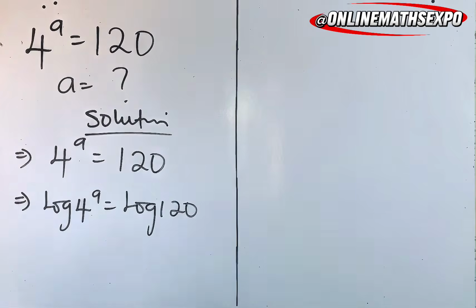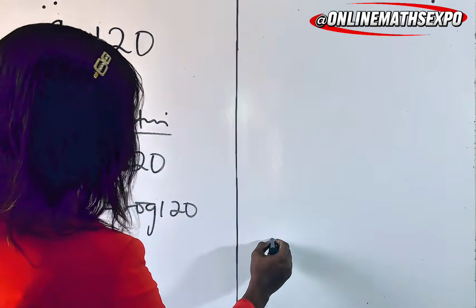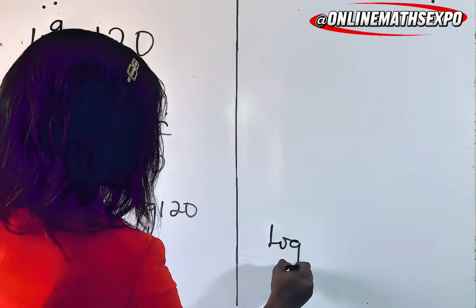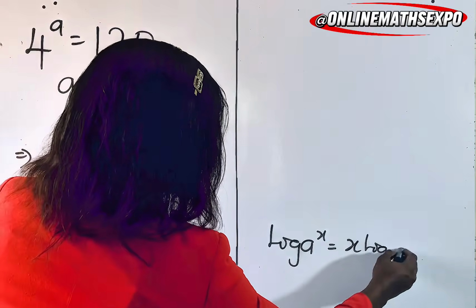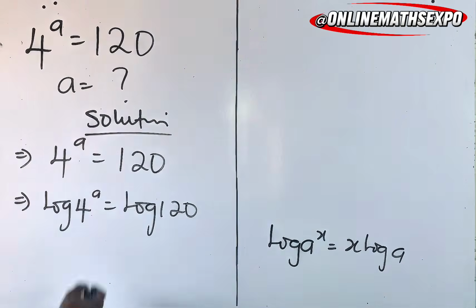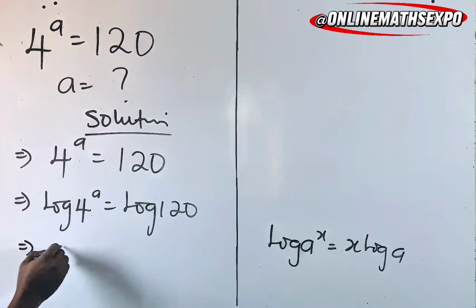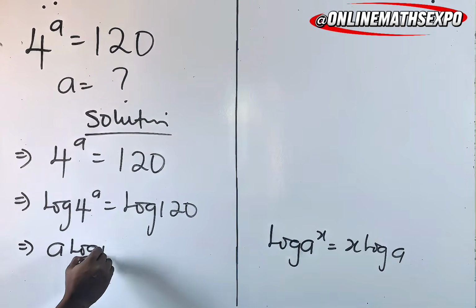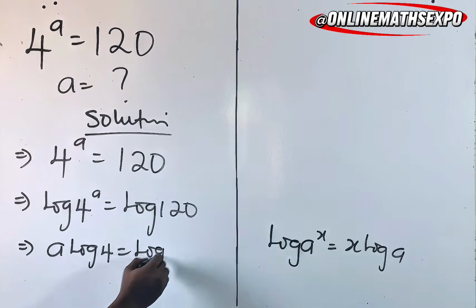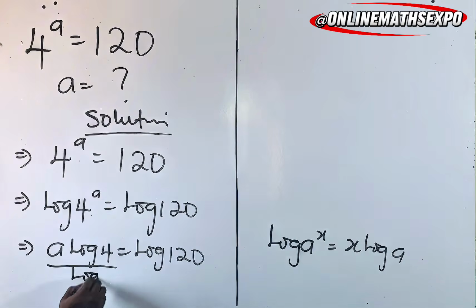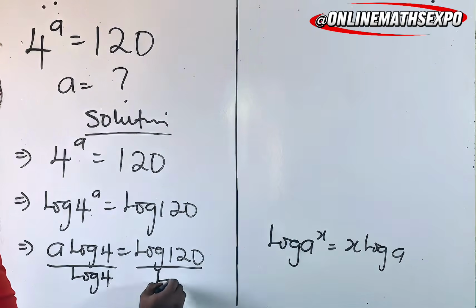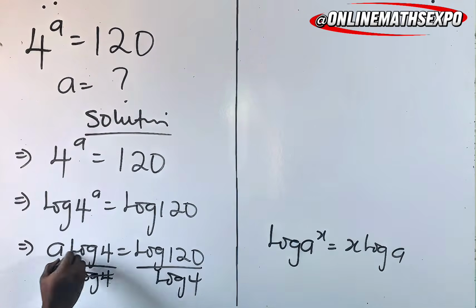And what do we do? Just quickly remember that for every log of a to the power of x is always x log a. So what do we do? Use this to multiply. You have a log 4 is equal to log of 120. And what do we do next? Our target is a. So to remove this log 4, divide both sides by log 4. And when you do that, this cancels.